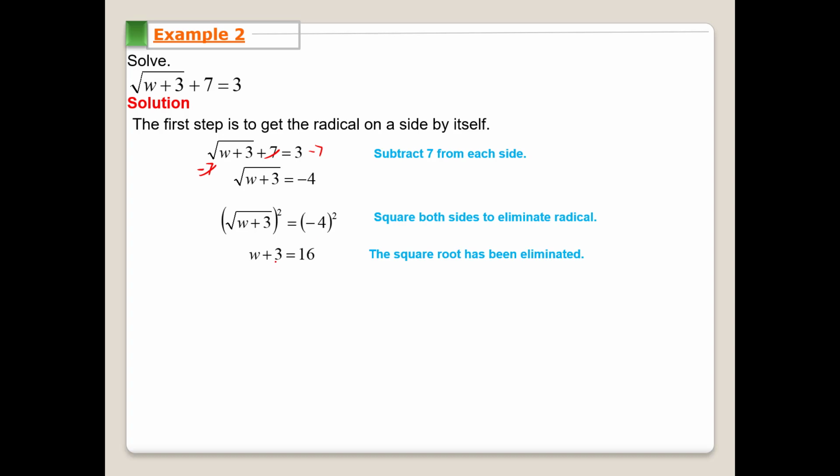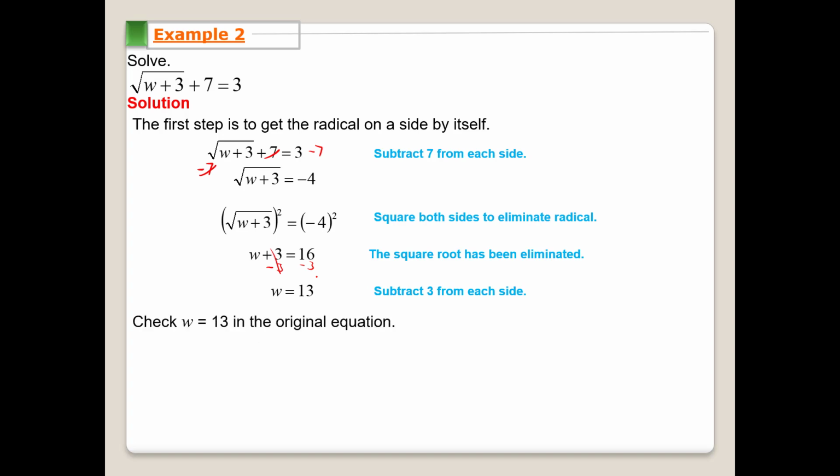Negative times a negative gives you a positive, and 4 times 4 is 16. Okay, so now how do we get rid of this 3? Well, we're going to subtract 3 from each side. We're going to take 3 from both sides, in which case we'll be left with a w on the left and a 13 on the right. Now we've got to check to make sure that 13 works for the equation. So let's see if it does.